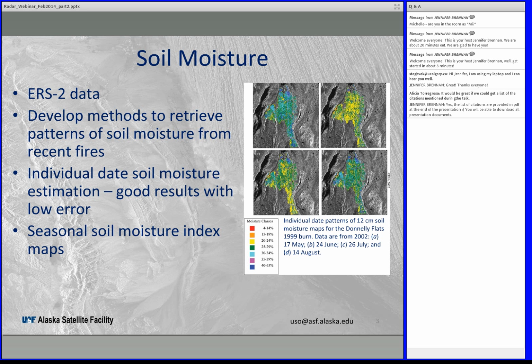This figure from the paper shows the individual date soil moisture estimates for one burn area on 4 different days in summer. 2 of the date maps were validated with in situ measurements. In addition to the individual date soil moisture prediction maps, seasonal soil moisture index maps were created using a principal component analysis technique, which provided information on the drainage of the burn site. The authors are evaluating this technique for fuel moisture monitoring capability in burned and unburned forests in Alaska.